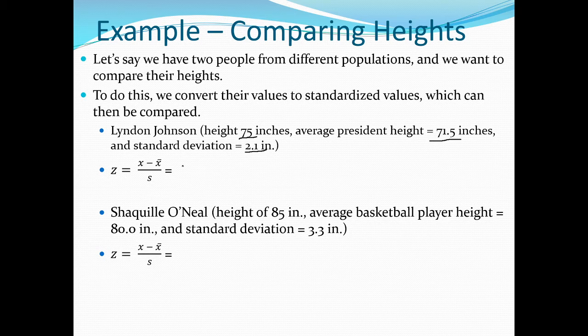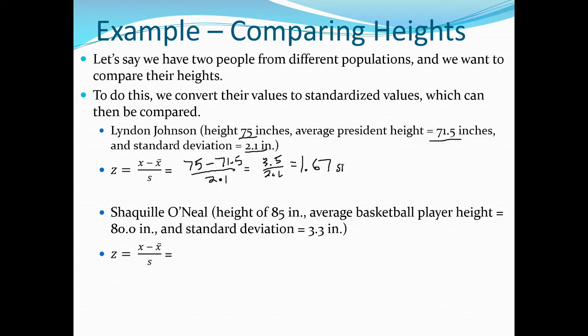To get his z-score, we're going to take his value, 75, minus the average to figure out how far away from the average he is, and then divide it by the deviation to figure out how many deviations he is from that average. So if we do this in our calculator, 75 minus 71.5, and we get 3.5. 3.5 divided by 2.1, and we're going to see how many deviations he is from his average, which is about 1.6 repeating. So if we round to the nearest hundredth, it'd be 1.67.